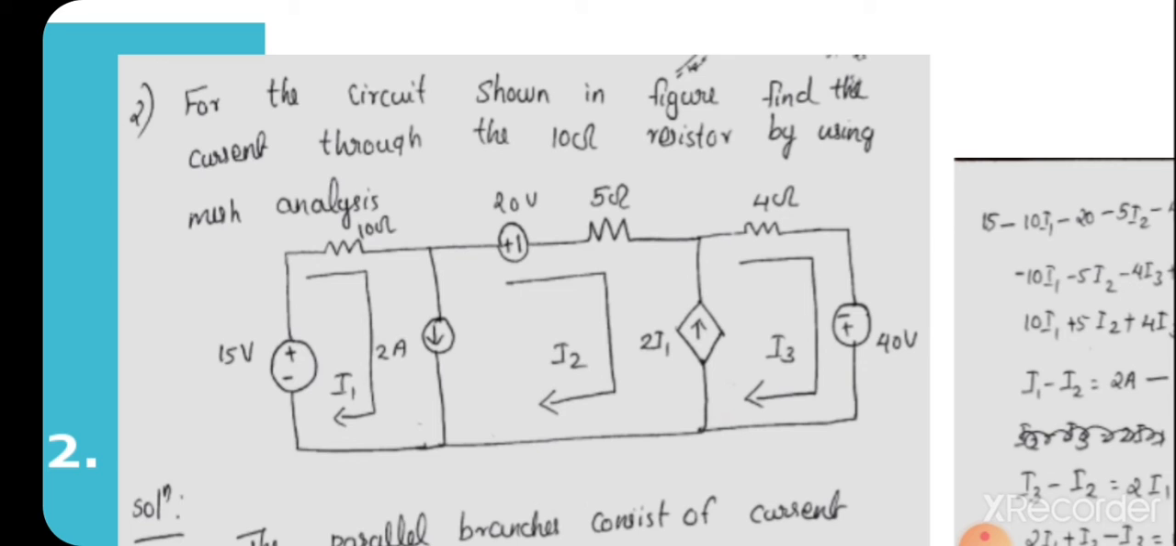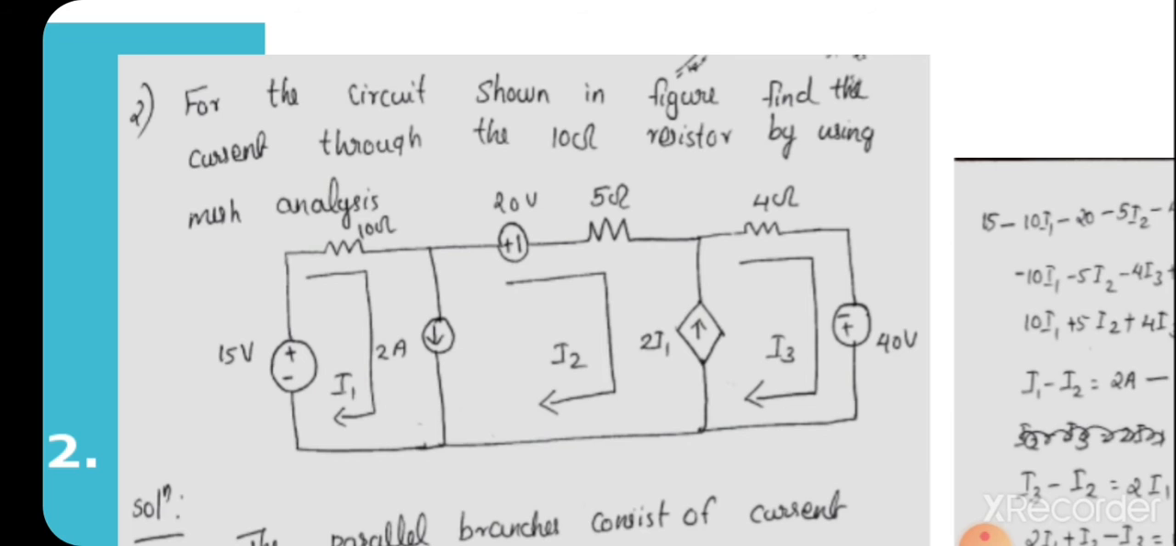Here, look at the circuit. It contains a 15 volt battery, a 10 ohm resistor, then a 2 ampere current source, another 20 volt battery, a 5 ohm resistor, and there is a dependent source, a 4 ohm resistor, and again a voltage source of 40 volt. You can see that this question contains voltage sources and current sources. Also there is a dependent current source.